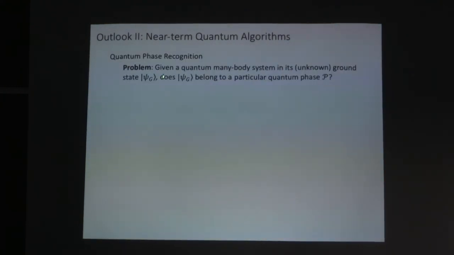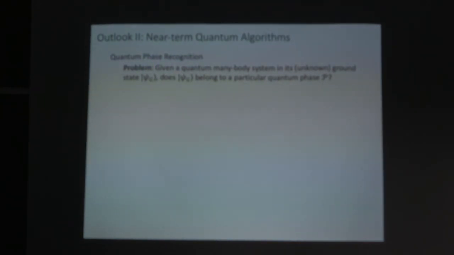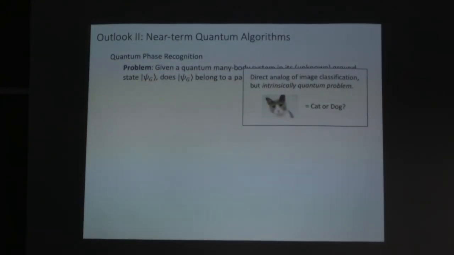So we use this architecture to solve a problem called quantum phase recognition. Suppose you are given an input wave function rho in, and your job is to tell whether this rho in belongs to a particular quantum phase P, say ferromagnetic phase, or a topological phase. And my answer should be yes or no. This problem is a direct analogy of image recognition. However, it's quantum because our image is not a cat or dog, it's a quantum many-body wave function.